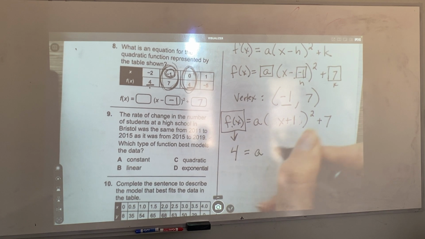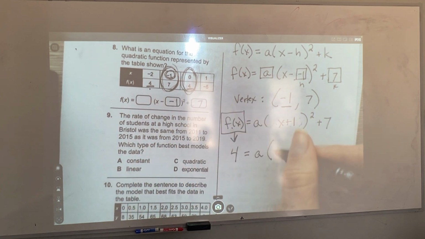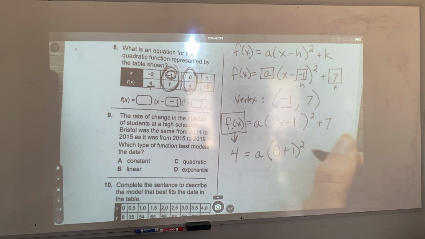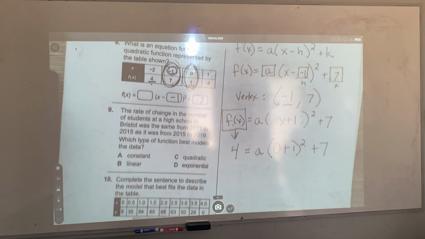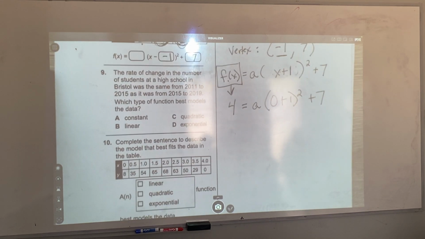My a is the one we're solving for. My x is 0 plus 1, squared, plus 7. Notice how we now have a variable that is the only variable there. We can simplify and solve for a.